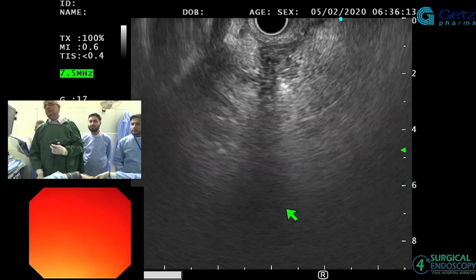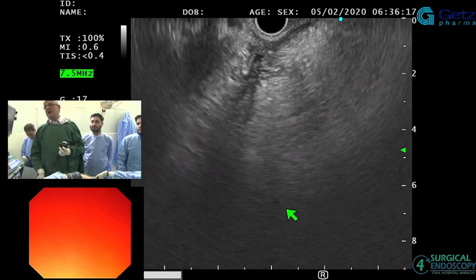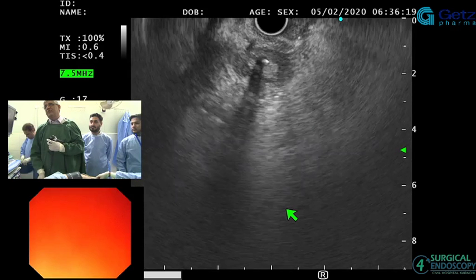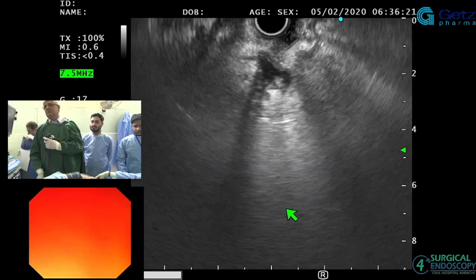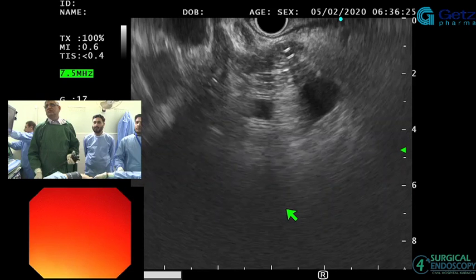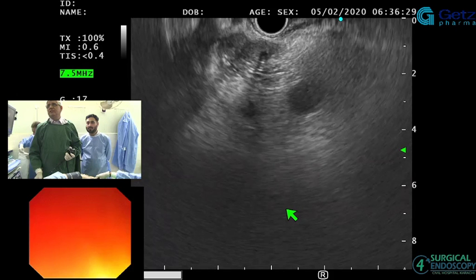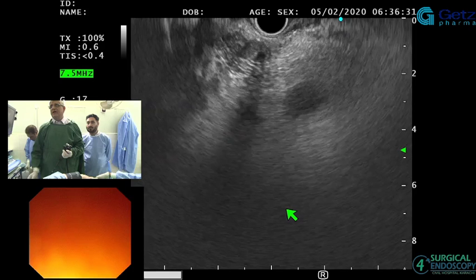Sir, why are you using FNA? Because it's a very small target. Okay. We have a stent in between. Right. So I'm trying to see what would be the best area, because there is some debris in the CBD as well, you see.